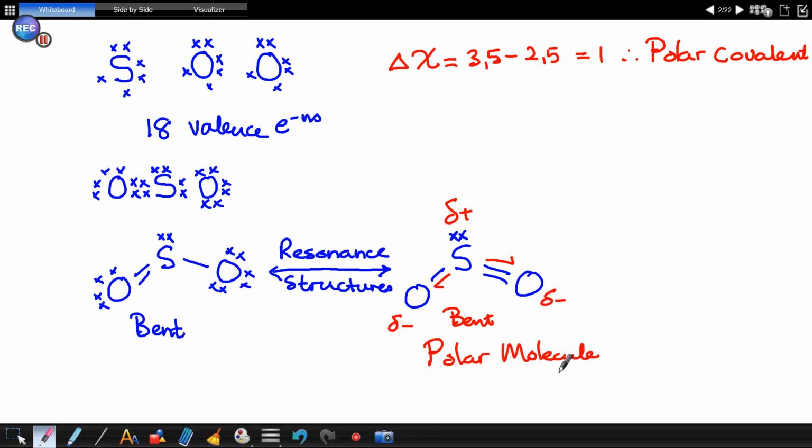So if you have millions of these sulfur dioxide molecules in a container, what will the intermolecular forces be? Dipole forces.